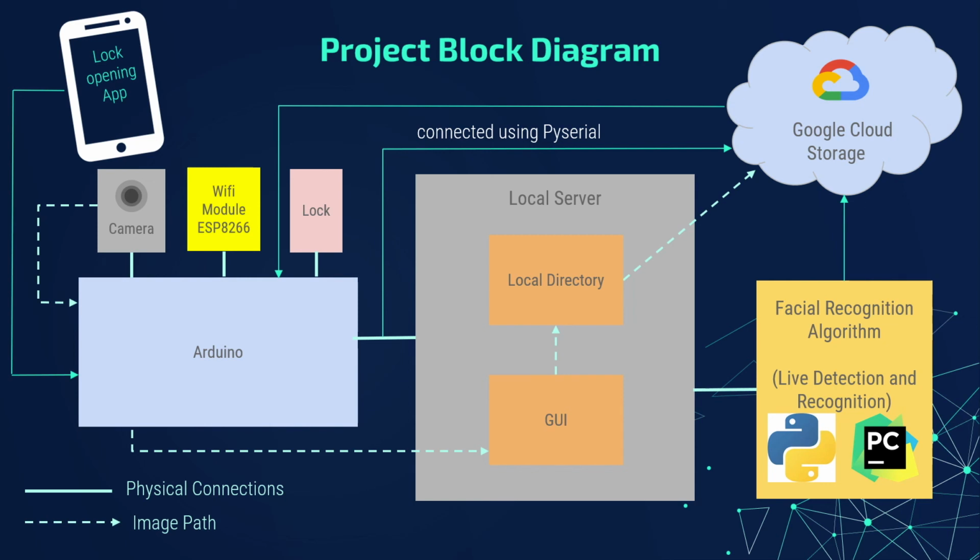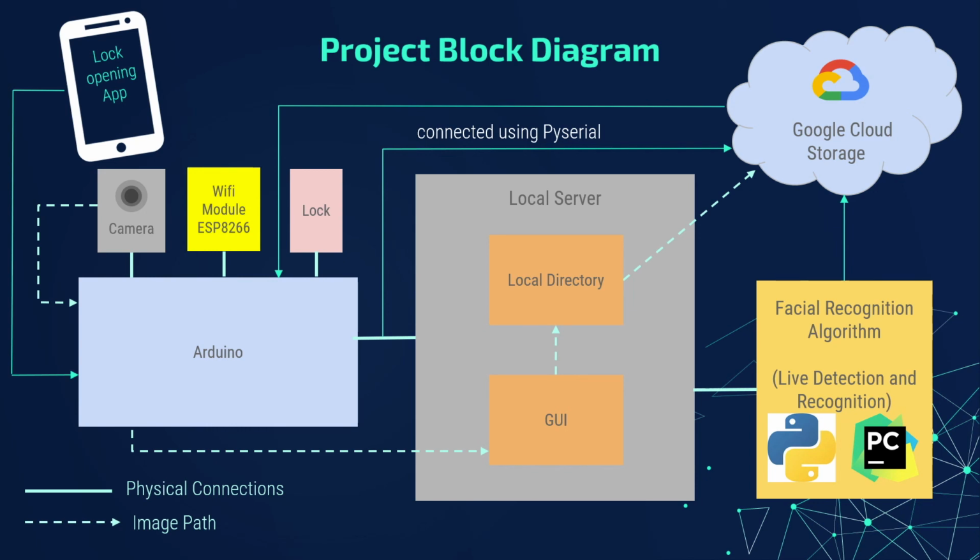At the same time, the facial recognition algorithm, where we do live detection and recognition, is also transferred to the Google Cloud. The Google Cloud simultaneously handles both the image data and the facial recognition algorithm. After both these processes are complete, if there is a match, it points back to the Arduino, where it goes on to open the lock. If there is not a match, then it won't open.